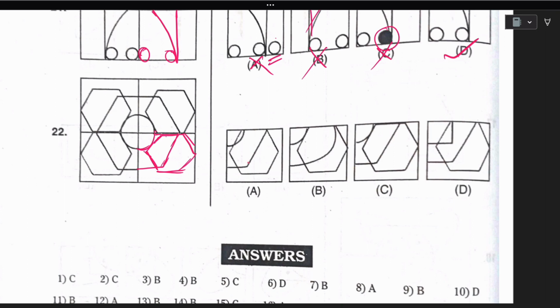So where it is, this circle is going inside, which is not correct, so A is eliminated. And then this is the thing which is not required, so B is also eliminated. And this seems somewhat correct, so we will come to this after checking D. So inside this we don't require this one, so D is also eliminated. Finally C is our correct answer. This is how we have to complete our incomplete figures.